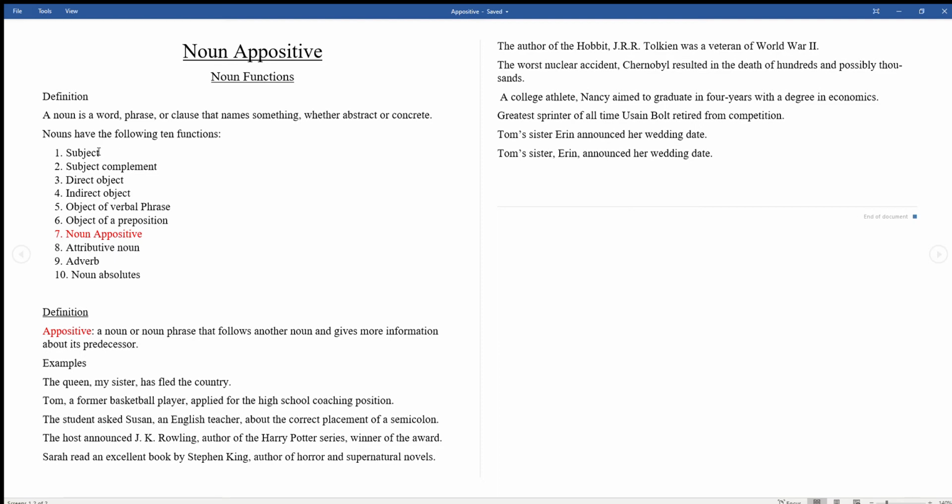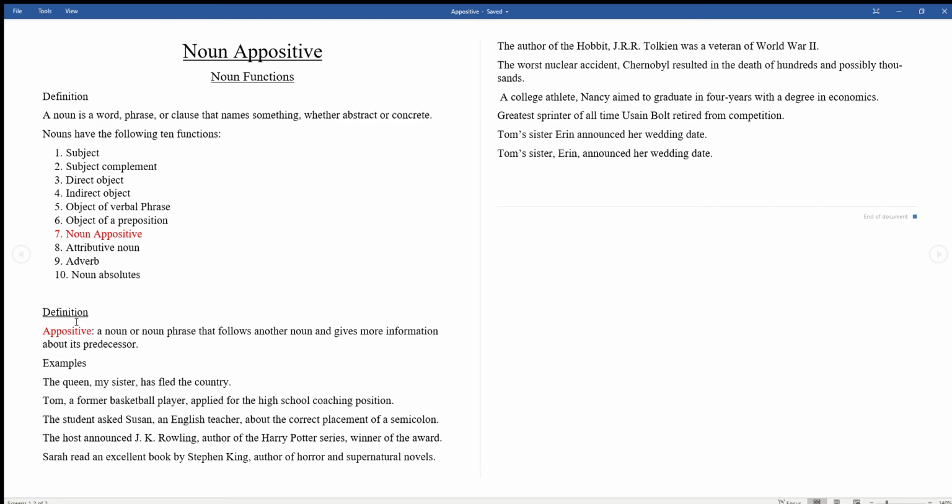Nouns can be subjects, subject complements, direct objects, indirect objects, object of verbal phrase, object of preposition, noun appositive, which we'll focus on, attributive noun, adverb, and noun absolutes. With regard to noun appositives, and we'll look at the definition of nouns, it could be words, phrases, or clauses. In this case, noun appositives are either words, but most often they're phrases. And so we'll look at several examples of those.